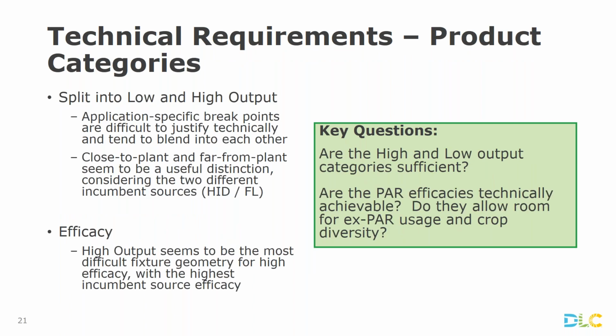The next question that we are asking is, are we doing the right thing in splitting the output categories into high and low? I mentioned before how the application-specific breakpoints, once you start thinking of all the different permutations of all the different variables that could exist, it starts to get messy. And so it seemed that having a simple, easy to understand designation for this first draft, for this first wave of the specification, which will inevitably be revised in the future, would be enough for now.